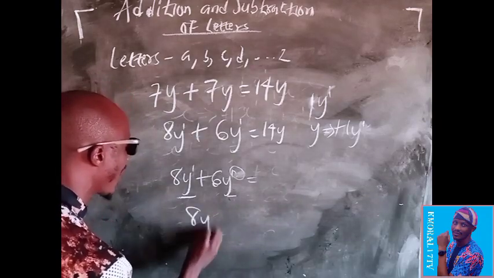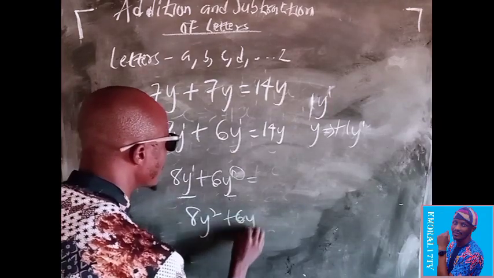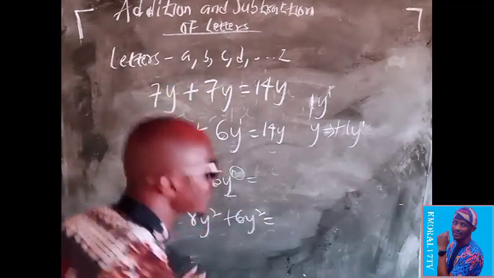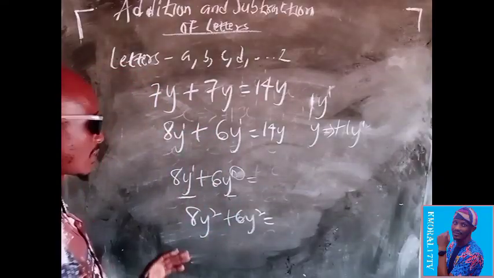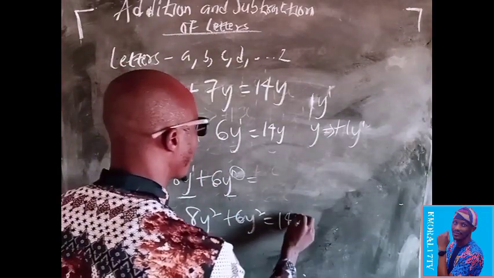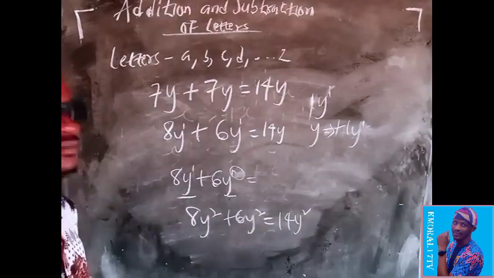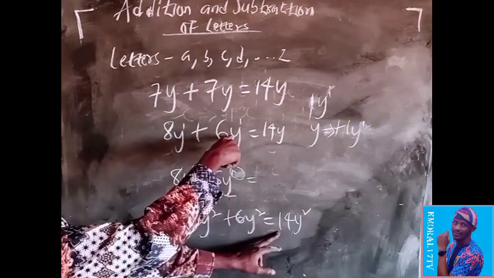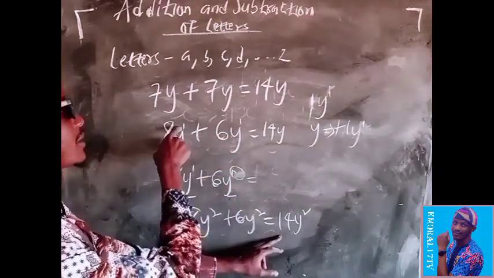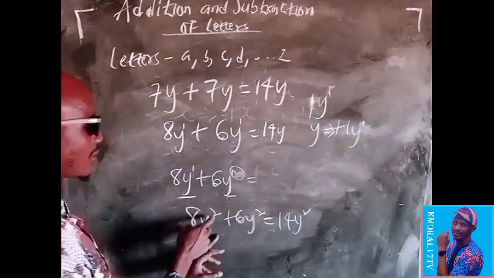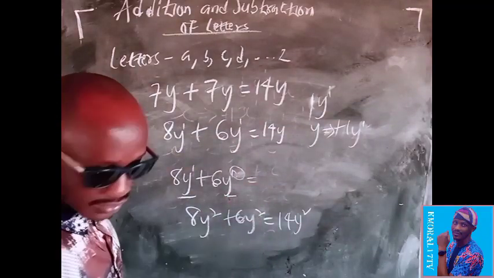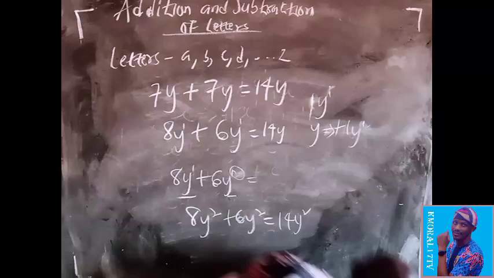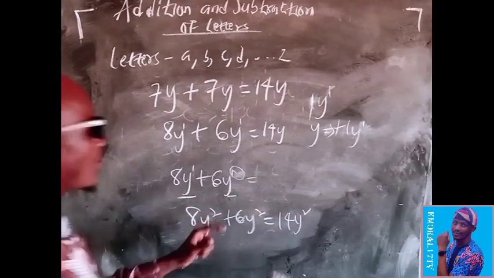Or you have 8y raised to the power 2 plus 6y raised to the power 2. Yes, you can add it together. It will now be 14y squared. You get that? You know it's different from this one now. This one is addable because it's carrying 1, and this one is addable as raised to the power 2. So in this case, that is what we call addition of letters.